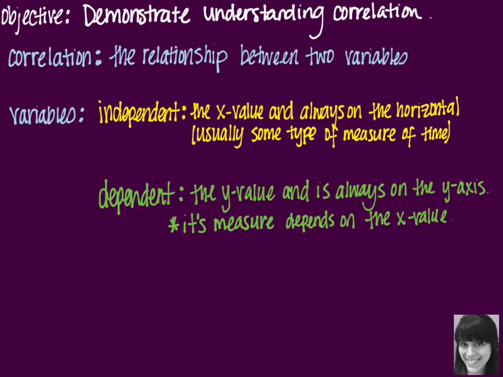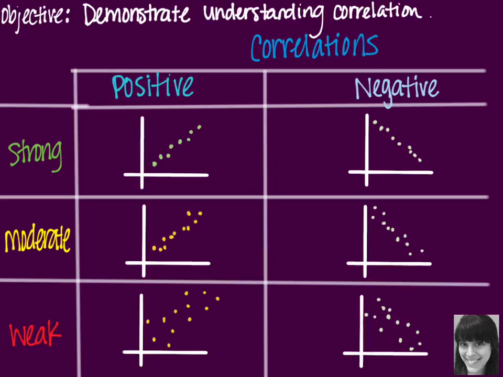Okay, so correlation. Correlation is just the relationship between two variables. When we talk about two variables, we're talking about the independent variable, which is the x value and is always on the horizontal line. It's usually some type of measure of time, so like seconds or the age of your population, stuff like that. Dependent is always reliant on the x value, and it's the y value, and is always on the y-axis.